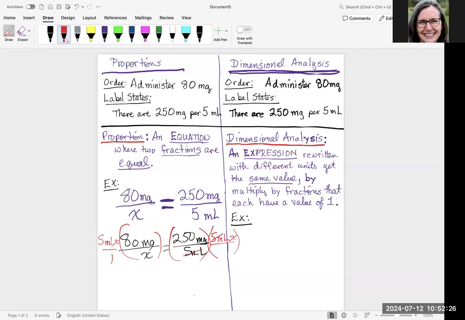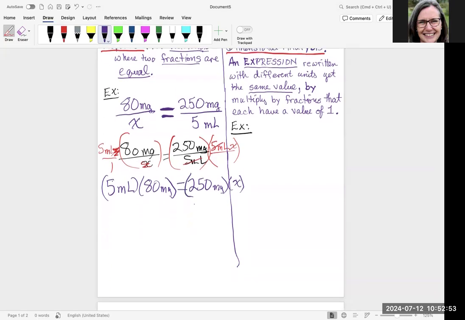I recognize that these values will reduce when you multiply your fractions correctly, and you will be left with 5 milliliters times 80 milligrams on the left. And you'll know that that is the same thing as 250 milligrams times x on the right. Now, when we're solving an equation, we've got the equal sign. You can do whatever you want to both sides of the equation. So you divide both sides by 250 milligrams.